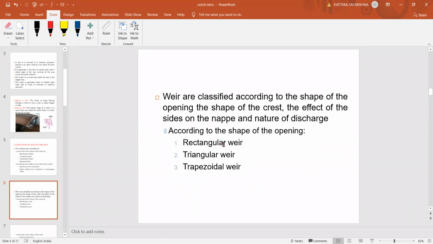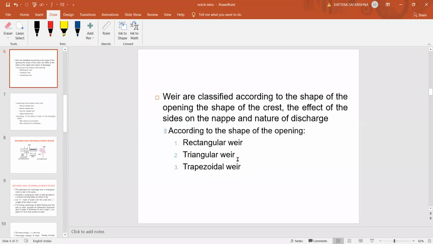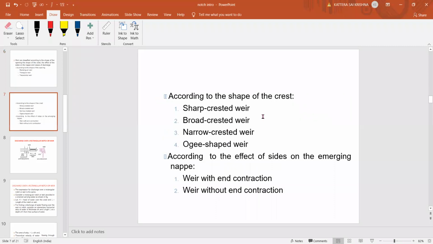Depending upon the shape of the weir, we have three types: rectangular weir, triangular weir, and trapezoidal weir. According to the shape of the crest: sharp crested weir, broad crested weir, narrow crested weir, or ogee shaped weir. Next, according to the effect of sides: weir with end contraction and weir without end contraction. These are the types of weirs available according to the shape of the crest, the effect of sides, and the shape of the opening.